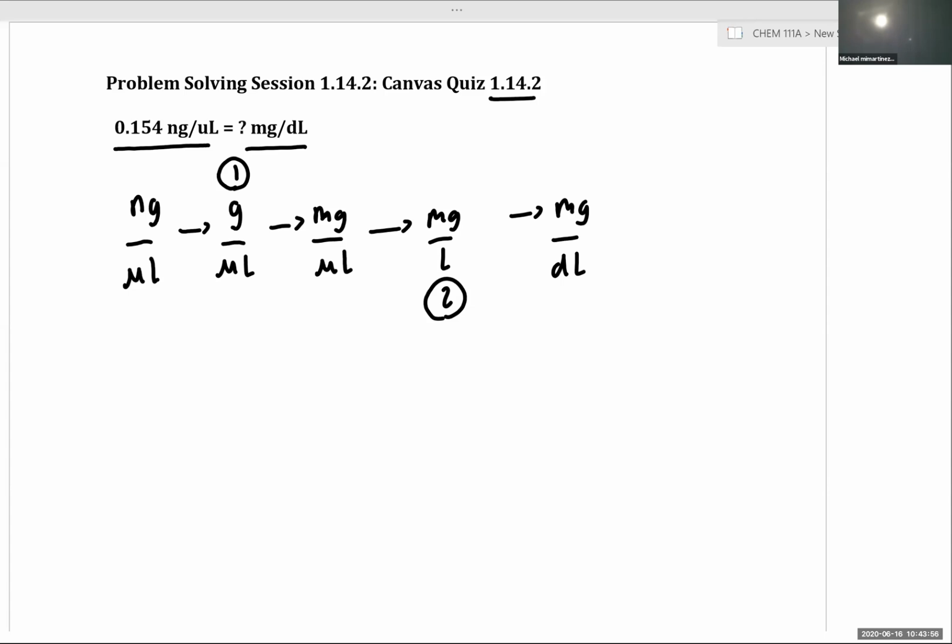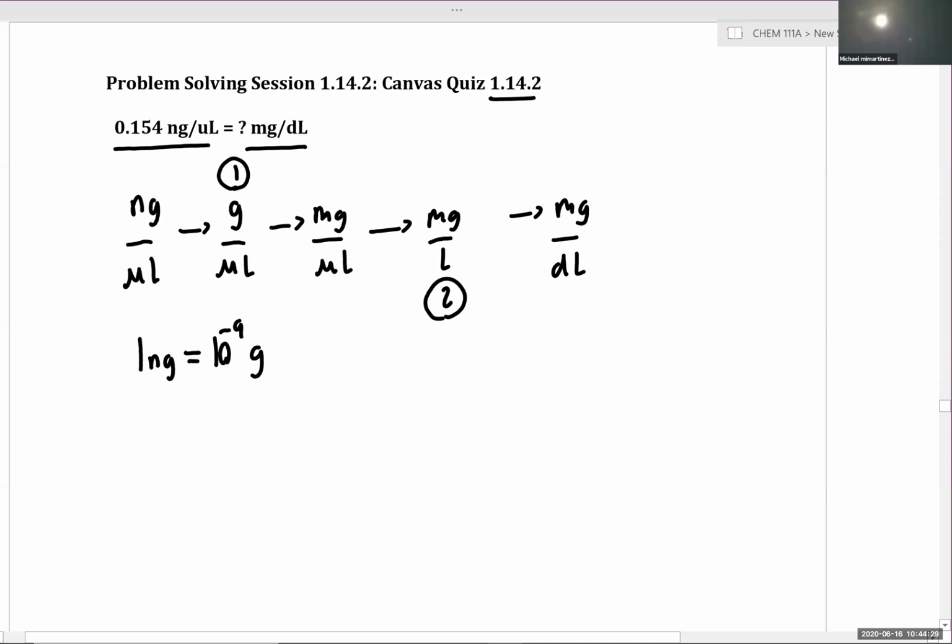So now that we have our solution map in place, let's now execute on that solution map. So I'm going to write some equalities out. We know that 1 nanogram corresponds to how many grams? What does the nano prefix represent? 10 to the negative 9. Yep, so we'll write that down.